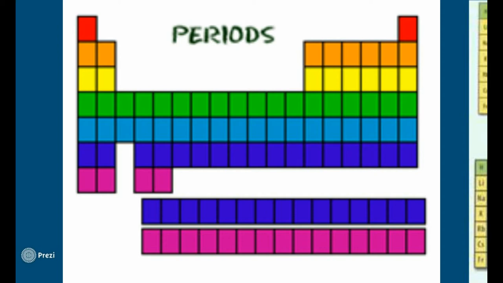So if I say zinc, which is kind of in the middle, off to the right a little bit, that is in what energy level if it's in period four? Fourth energy level. Ooh. Or y'all would say in that little green area on the board there.